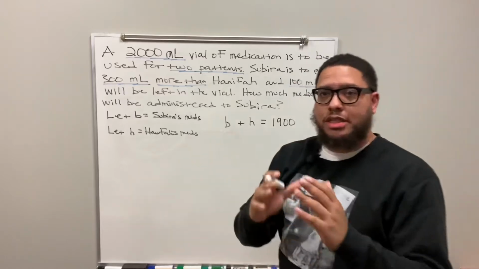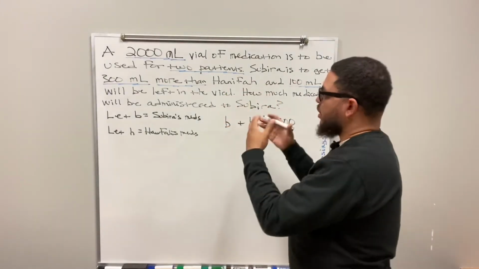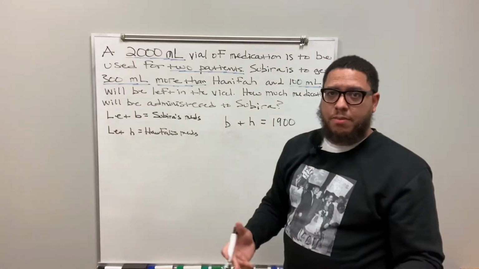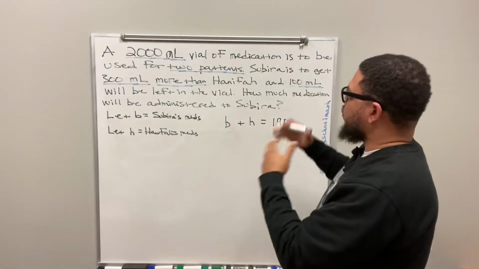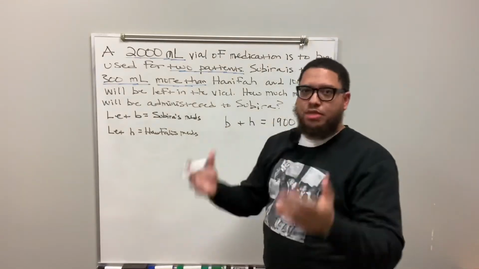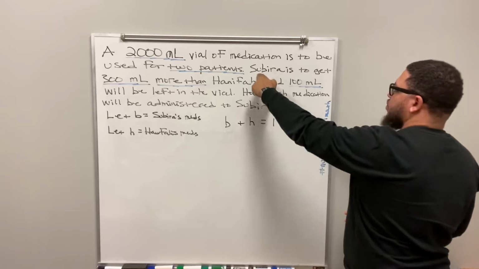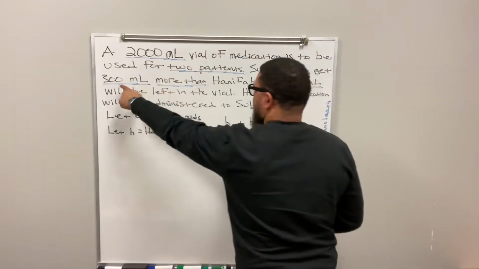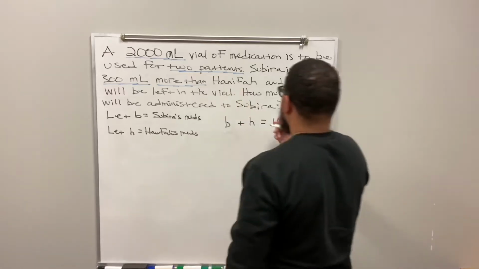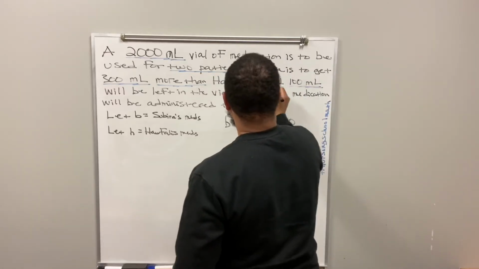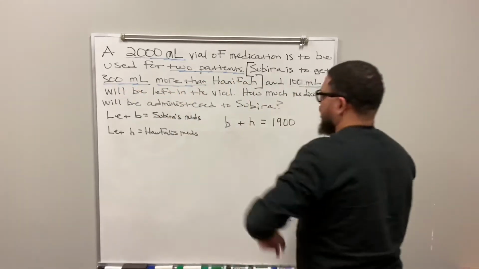Now remember, this is a system of equations, because in this problem, we have two elements that we're dealing with. The elements being the two patients, right? And different pieces of information that is related to them, two different types of information that's related to the two elements. Read this part. Sabira is to get 300 milliliters more than Hanifa. So dig this. Just this part right here is going to be our second equation.